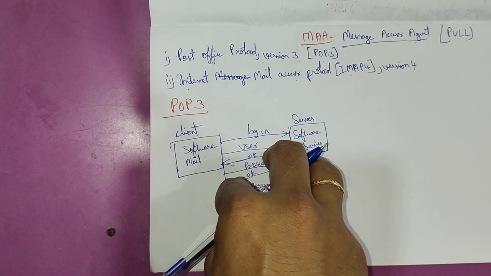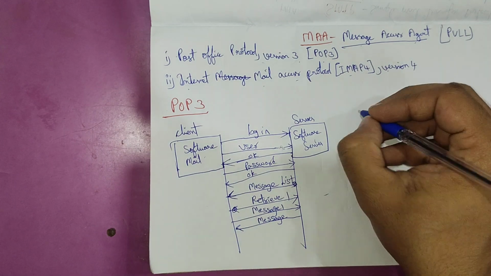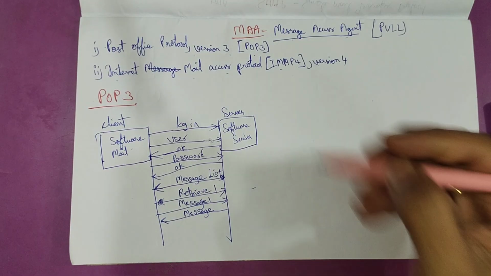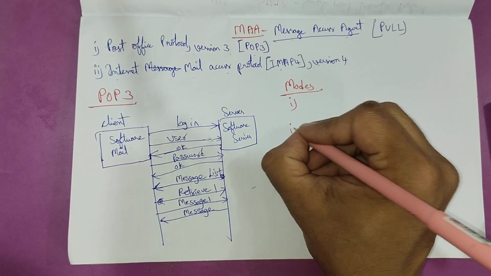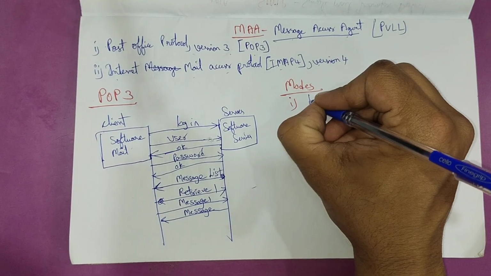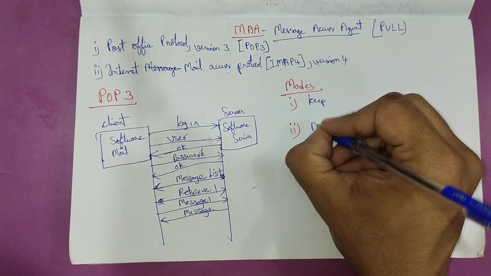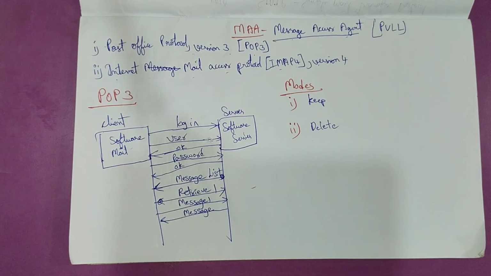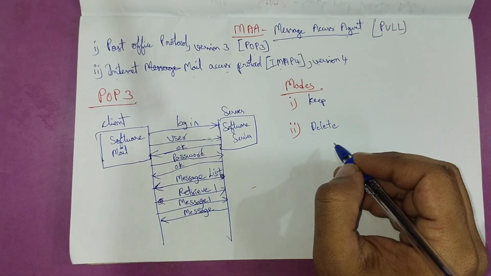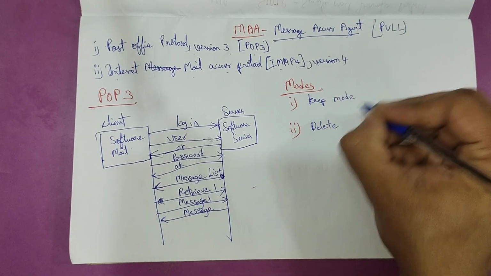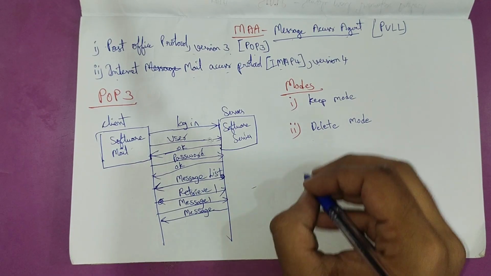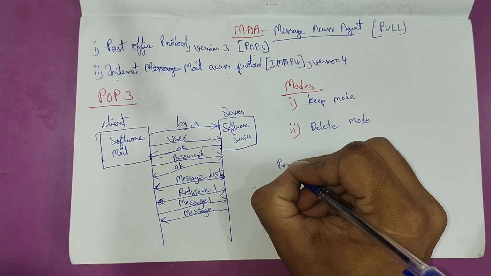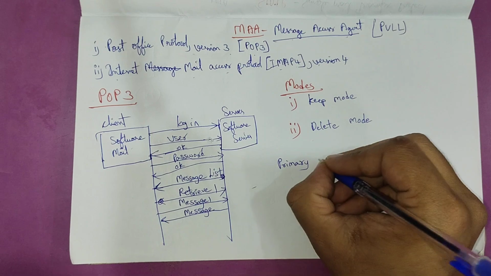But coming to POP3, we have two different types of modes: keep mode and delete mode. Let's first discuss how the delete mode works. In the delete mode, you log in with a primary system.